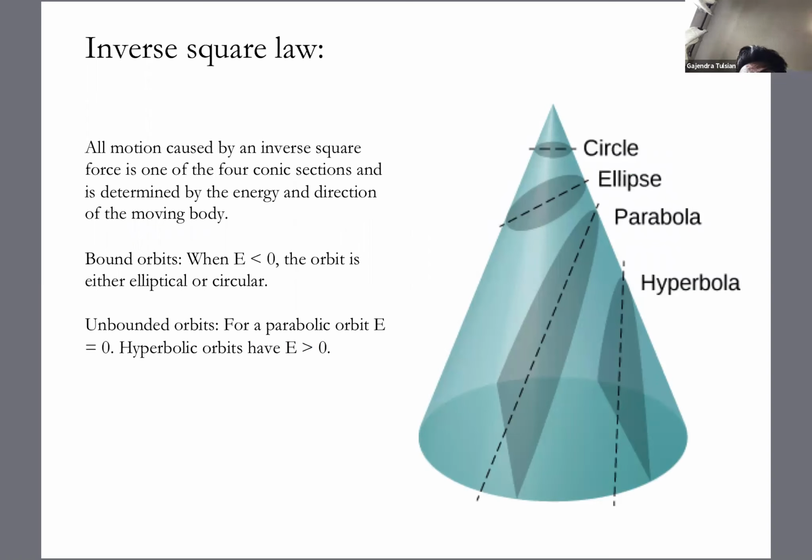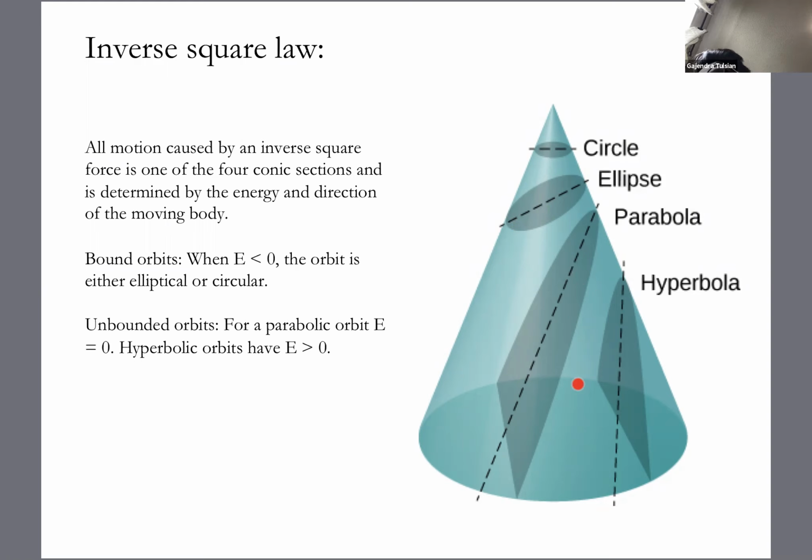Here's a cone, and you can take various conic sections. There's the base of the cone. If you take a section parallel to the base, you get a circle. If you take a section at an angle to the base, you get an ellipse. If you take a section perpendicular to the base, you get a hyperbola, and a section at an angle that intersects the base gives a parabola.